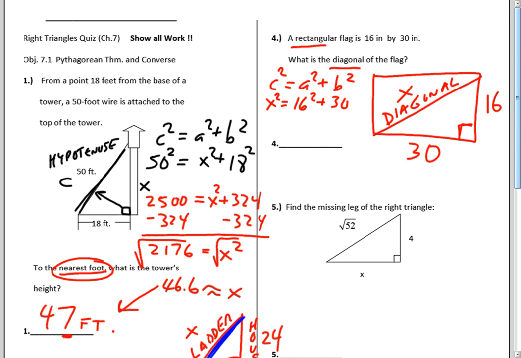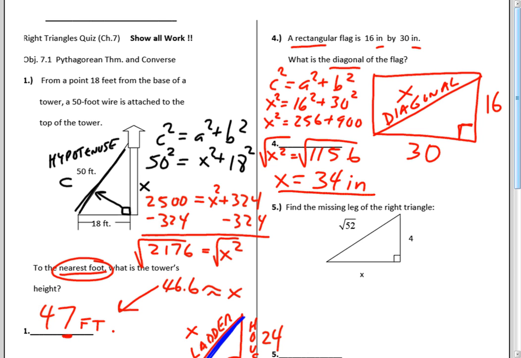16 squared, 30 squared. 256 and 900. 1156. Are you noticing our last step is a radical each time? And that turns out to be 34 inches. Make sure you put in your units. Notice the difference between number 4 and number 1. We do a little subtraction here. We know the hypotenuse. Over here, we're looking for the hypotenuse. So no subtraction.